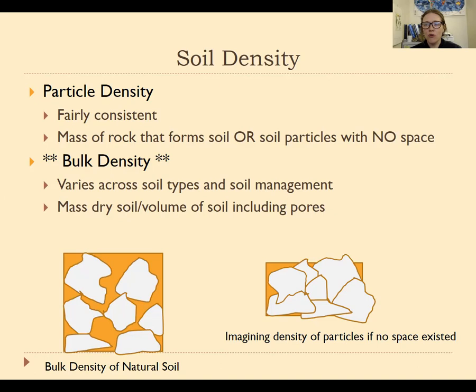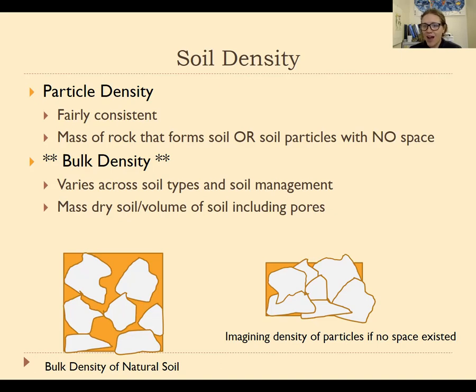The density of most rocks is around 2.65 or 2.7 grams per cubic centimeter. A cubic centimeter is about the size of a sugar cube. So for that size of material, you would expect the soil particles to weigh about 2.7 grams. And that's particle density.